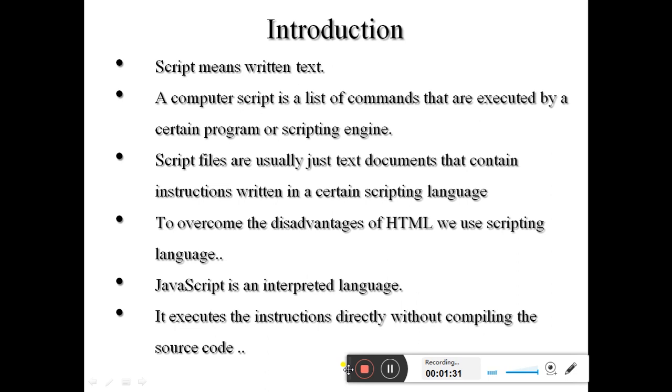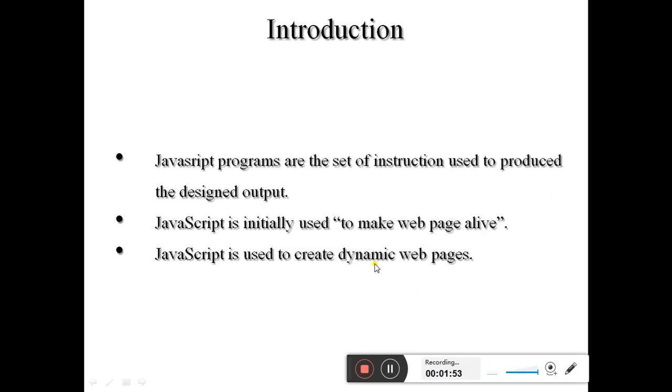JavaScript is an interpreted language. Interpreted means it executes the instructions directly without compiling the source code. JavaScript programs are a set of instructions used to produce the designed output. JavaScript is initially used to make the web page alive, and it is used to create dynamic web pages. To make the web page alive, we use JavaScript along with the HTML file.